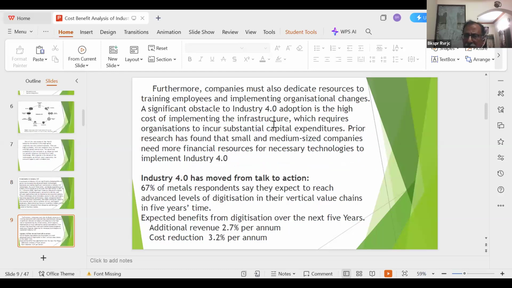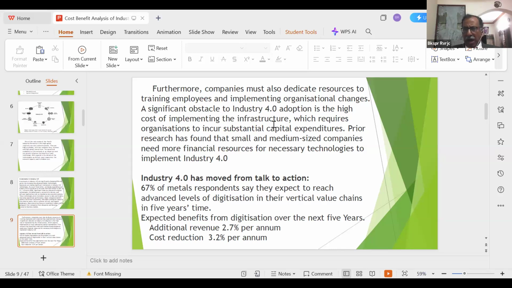Furthermore, the companies must also dedicate resources to training employees and implementing the organizational changes. A significant obstacle to Industry 4.0 adoption is the high cost of implementing the infrastructure, which requires organizations to incur substantial capital expenditure. Prior research has found that small and medium-sized companies need more financial resources for necessary technologies to implement Industry 4.0.